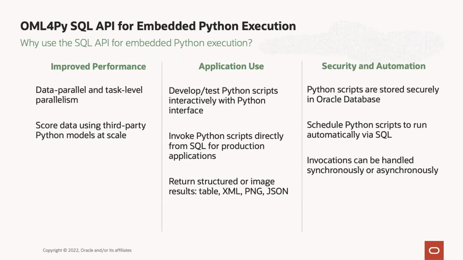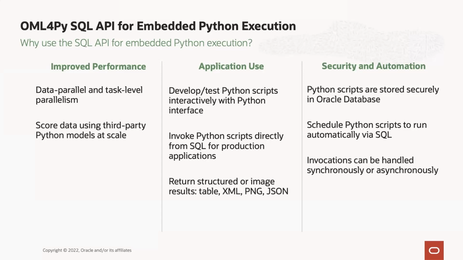So why should you use the SQL API for embedded Python execution? Specifically, the SQL API enables automated and simplified runtime support of user-defined Python functions. It also offers greater scalability and performance through system-supported data parallelism and task parallelism, which enables scoring third-party Python models at scale. OML4Py Embedded Python Execution also allows users to run Python user-defined functions on Python engines spawned and managed by the database environment.